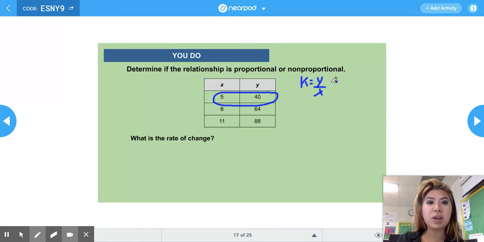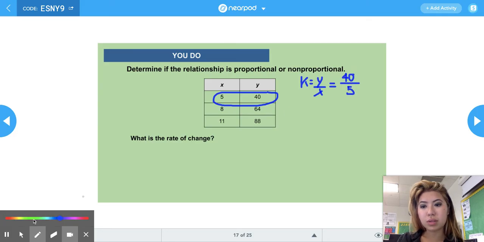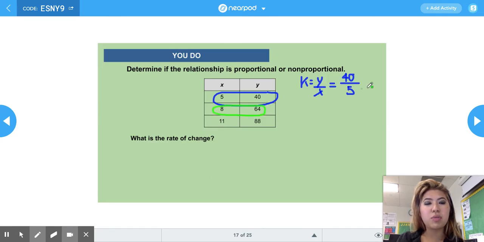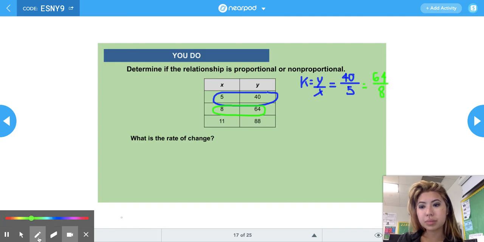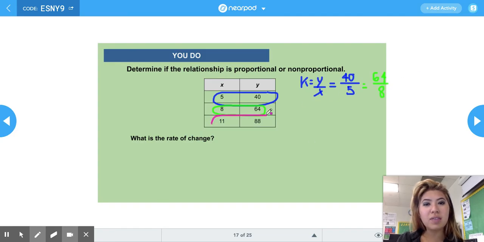So in this case, we have the first point is 5 comma 40, but if we were to write it as y over x, it would be 40 over 5. Our second point is 8 comma 64, but if we were to write it as y over x, we have 64 over 8. And our last point is 11 comma 88. But if we were to write it as y over x, it'd be 88 over 11.